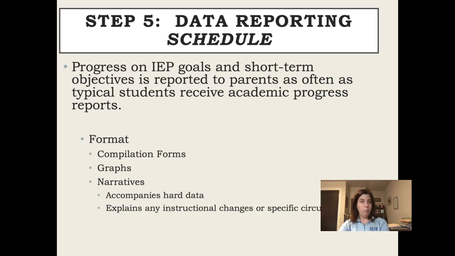Step 5 is data reporting. So, you have a lot of data, you've compiled it. Now, how do you put it together to report it to parents, families, and the rest of the IEP team? What you want to try to be doing is showing progress on IEP goals and short-term objectives. So you need to think about the format of it. What's it going to look like?